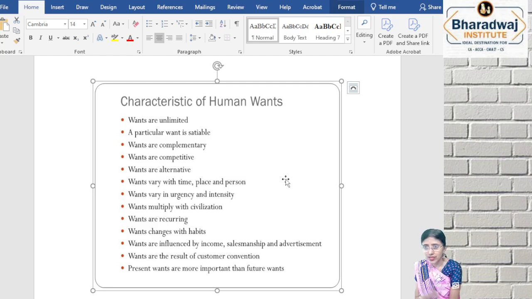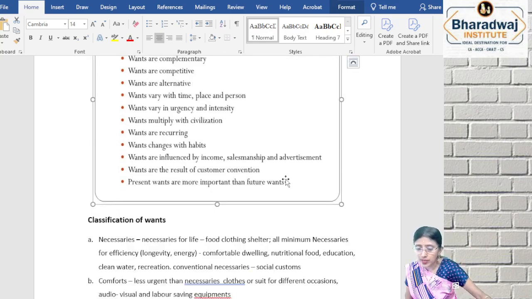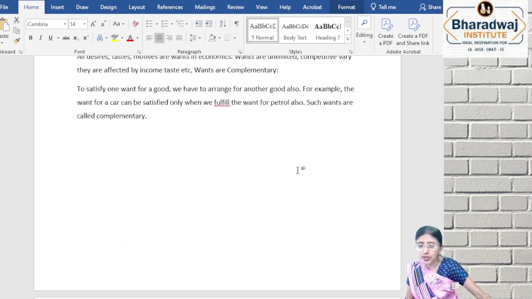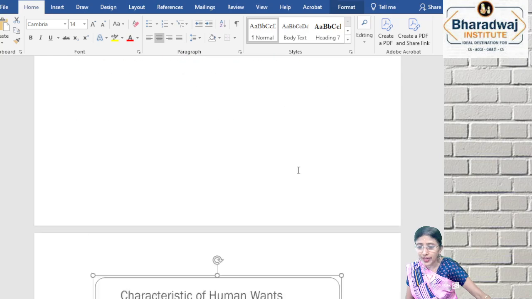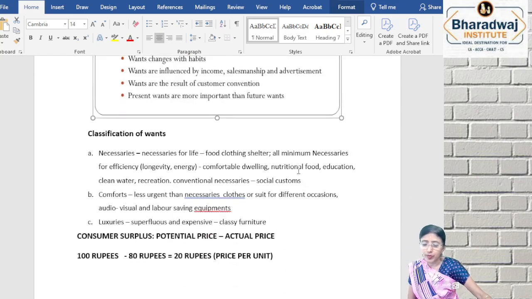It's wrong. That is the incorrect one. Okay, so for a current, wants are not competitive. It's incorrect because wants are competitive. Wants do not have alternatives. Yes, wants have alternatives. So something like that you will get, right? So this is how you have to prepare this segment. Study all these points together because for right and wrong it is very important.